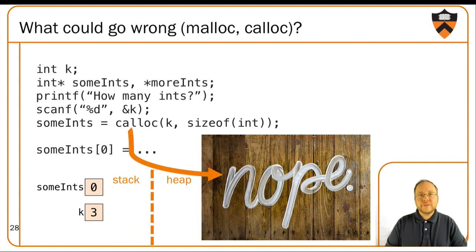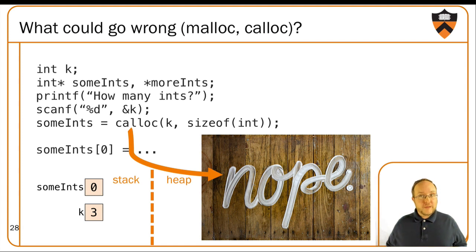Before we do that though, let's talk about what can go wrong with malloc and calloc. The key thing that can go wrong with either of these is that there could be no memory available. The system could say, nope, I can't give you that much memory. In that case, malloc and calloc return null. Instead of returning a pointer to the new allocation, they return a pointer to nothing. It says, I couldn't give you that, so I'm not pointing you at anything.